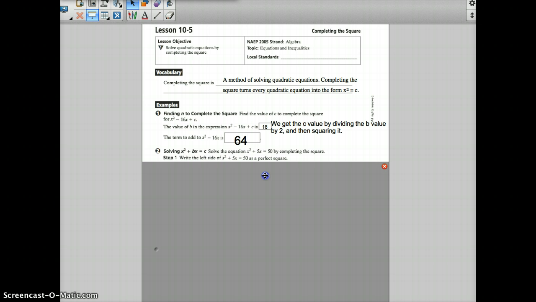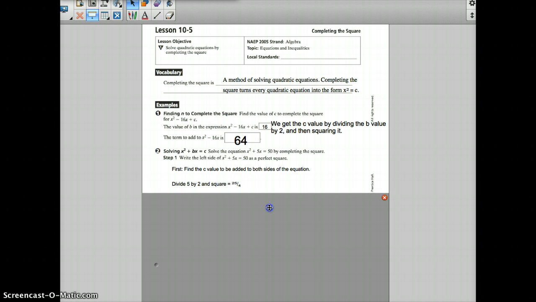Let's look. So the first thing we're going to do is write the left side of the equation as a perfect square. So we need to find the c value that we need to add to this side so that we have a perfect square. Again, we take our b value, which is 5, and divide it by 2, and we get 2.5. We then square that, and we get 25 fourths. 5 halves squared is 25 fourths, which is approximately 6.25.